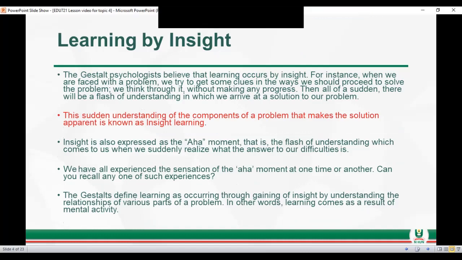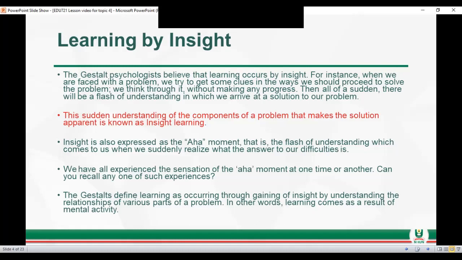We think through it, we look at every aspect of that problem, and sometimes we don't make any headway. We don't make any progress in solving that problem. So sometimes it is normal that what we do is just to allow that problem or difficult situation be, we just leave it and maybe do some other things to occupy our time.